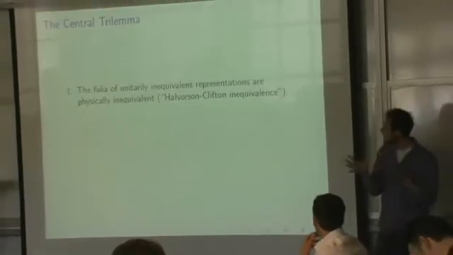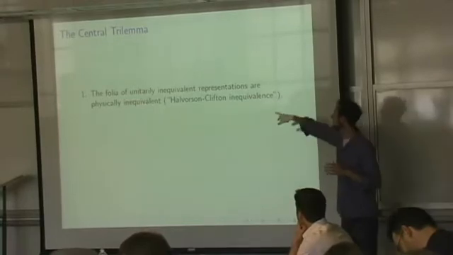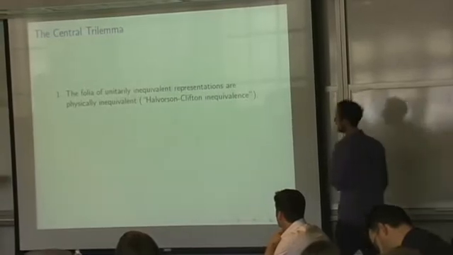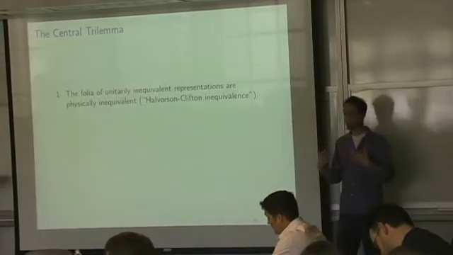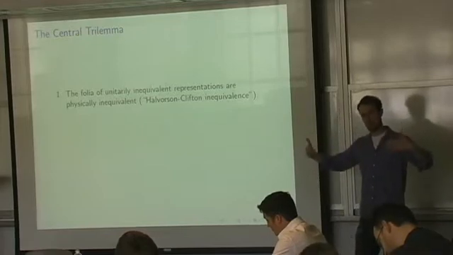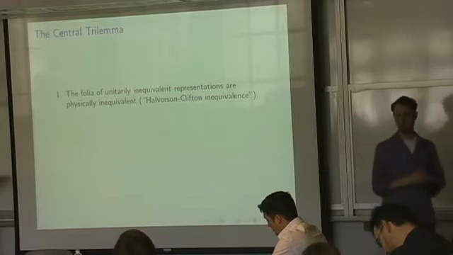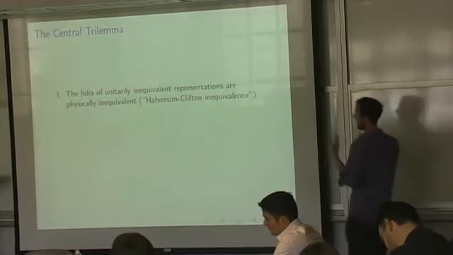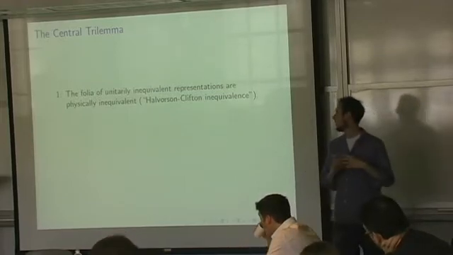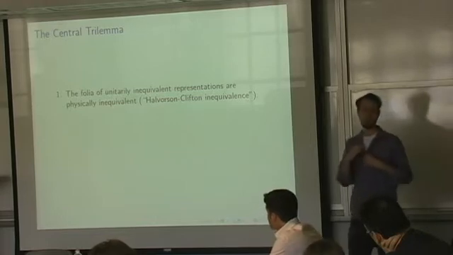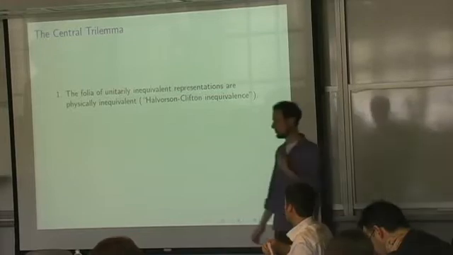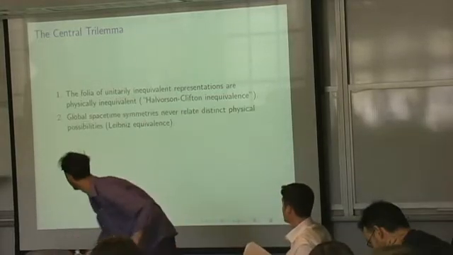But the trilemma, as I'm calling it, the first part of it is that in 2001, Hans Halvorson and Rob Clifton proved a theorem that they interpret as saying, if I take two unitarily inequivalent representations of quantum field theory, remember that term because it's going to come up again, the folia, that is the states associated with those two representations, are physically equivalent only if they're unitarily equivalent. And unitarily inequivalent representations are physically inequivalent. That's the technical part of the trilemma.